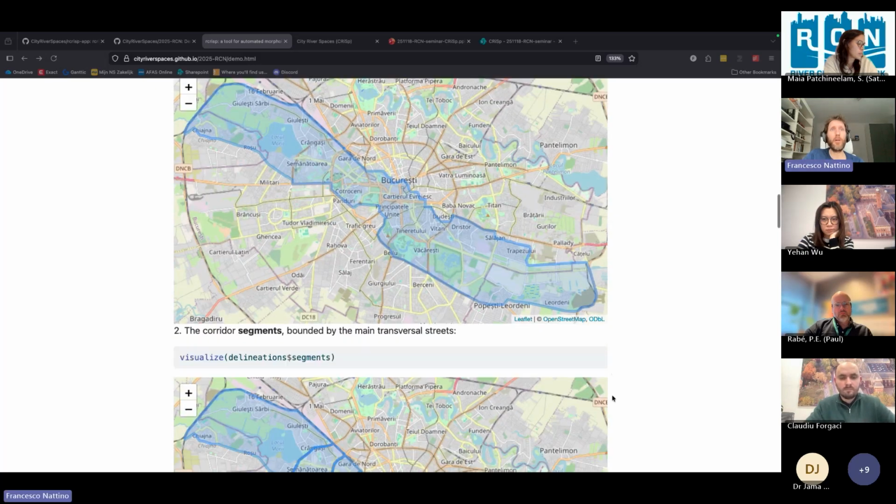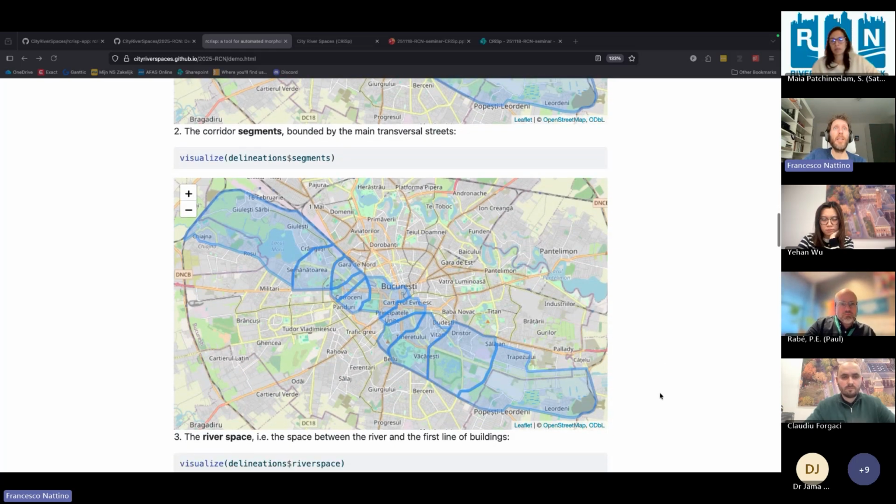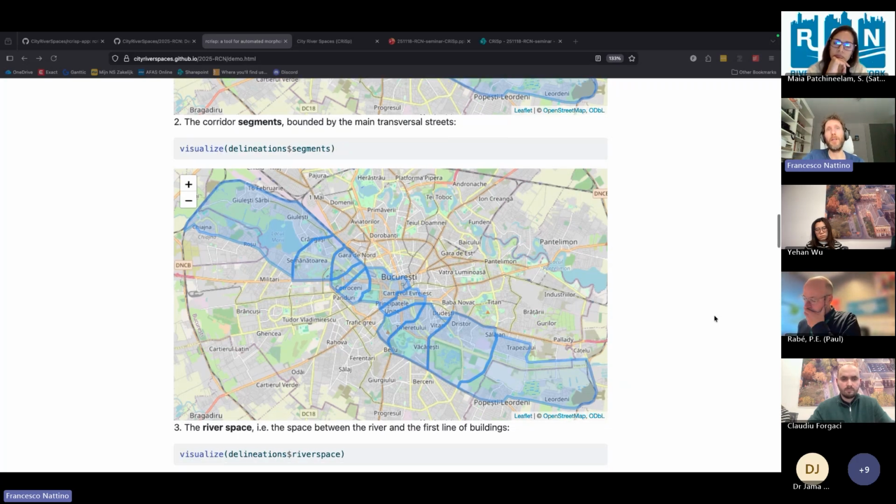The second geometries that Rcrisp produces are the segments. So this is essentially the corridor split by the main transversal streets that cross the Dâmbovița river. These polygons or these geometries can be used, as Claudiu mentioned, for local intercomparison. So to define spatial units for local analysis, for instance, within a city.